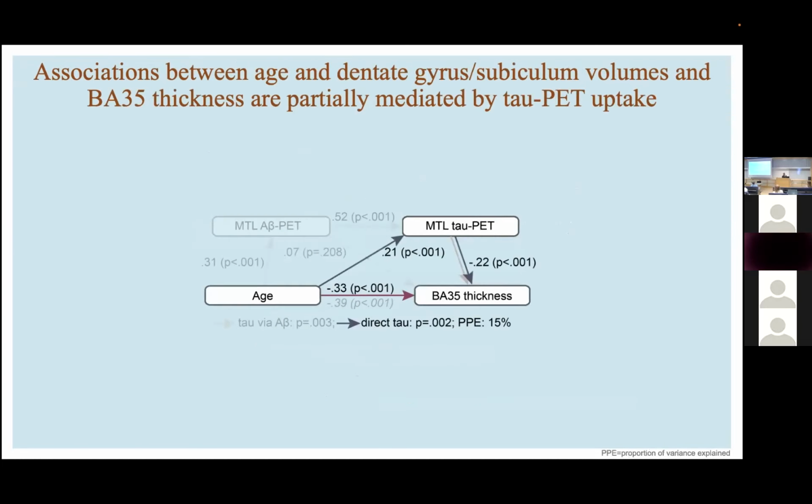So to put this all together, we then ran mediation models and see that in these three regions, so subiculum, dentate gyrus, and BA35, there is MTL tau PET that partially mediates the age BA35 thickness association. This is just an example for BA35, but we do see similar results for subiculum and dentate gyrus. And this is, as shown by this gray area, independent of amyloid that is either regional or also global amyloid. And for BA35, again, we see similar results in the low amyloid subgroup.